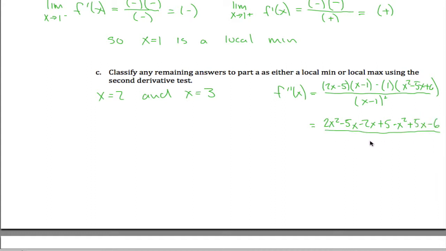That's all divided by x minus 1 squared. So what I have up top is 2x squared minus x squared. I got just x squared left over. Negative 5x minus 2 more x is negative 7x. Plus 5x leaves me at negative 2x. And then I got a plus 5 and a minus 6, so I get a minus 1 here. And I want to divide that by x minus 1 squared. This right here is one way you could write the second derivative.